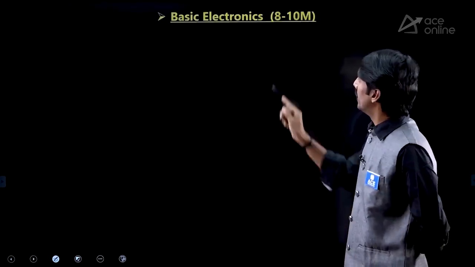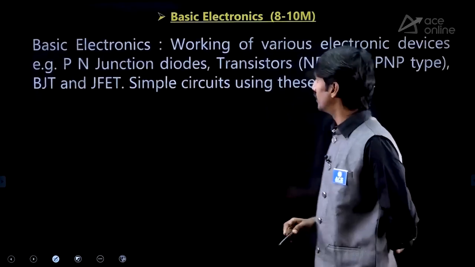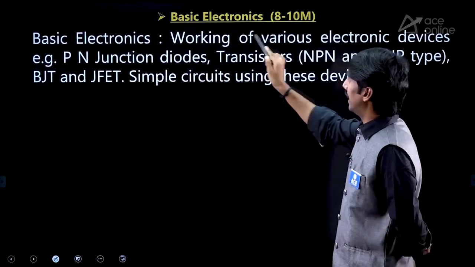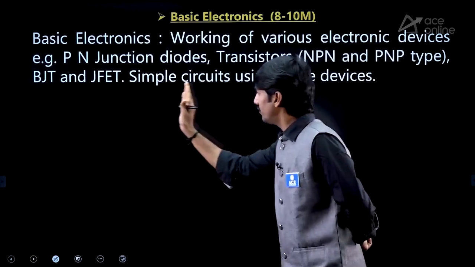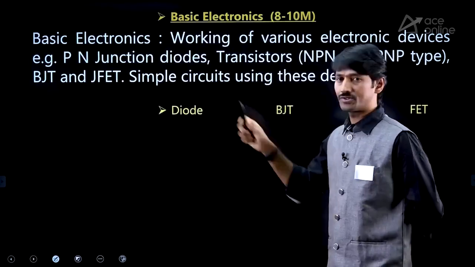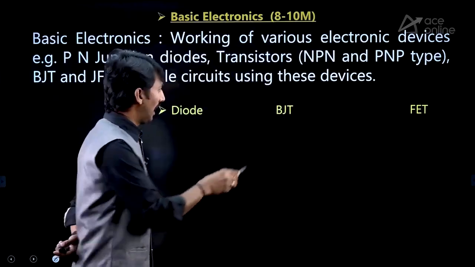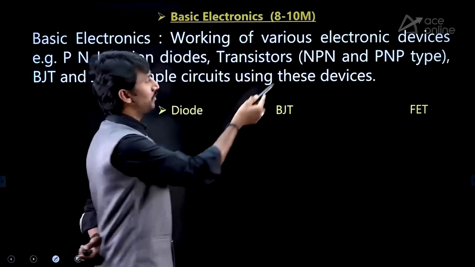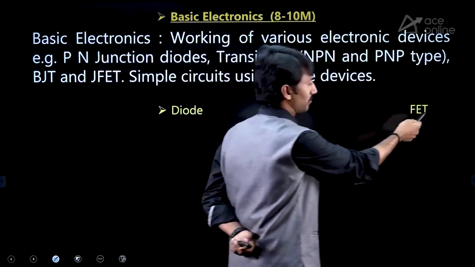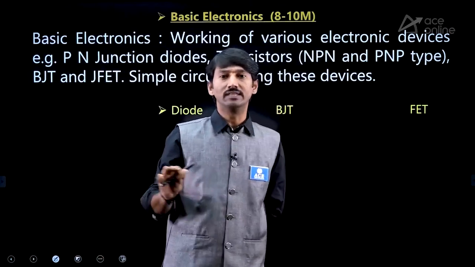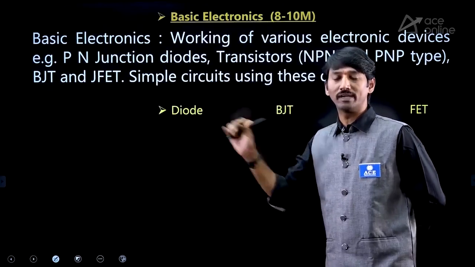And coming to basic electronics, approximately 8 to 10 questions, we can say 8 to 10 questions. Here, basic electronics. This is the syllabus given, but we can focus on diodes, right? Forward bias diode, reverse bias diode, etc. And then BJT, that is NPN, PNP transistor based. And then FET, field effect transistor. So these are the topics you have to concentrate on more and more to get a better score.